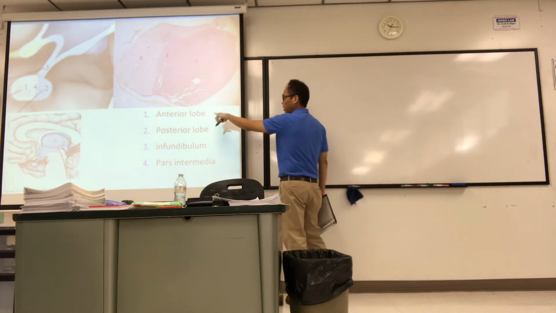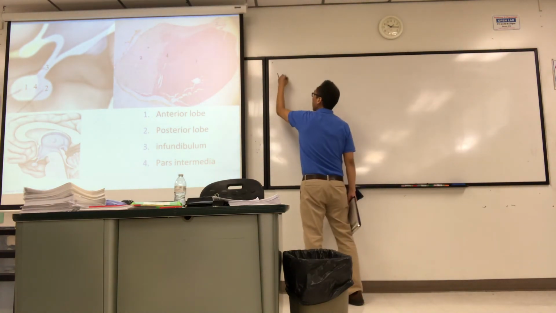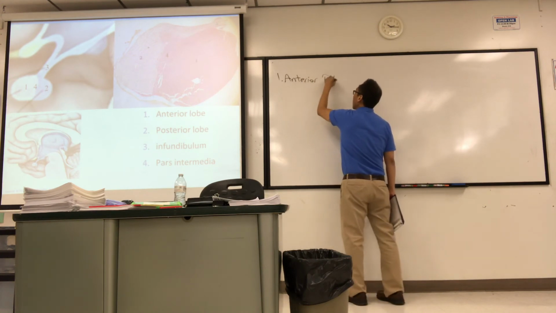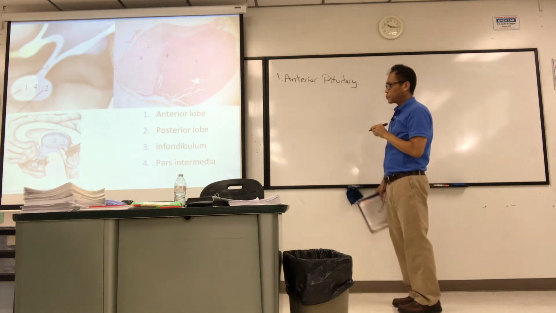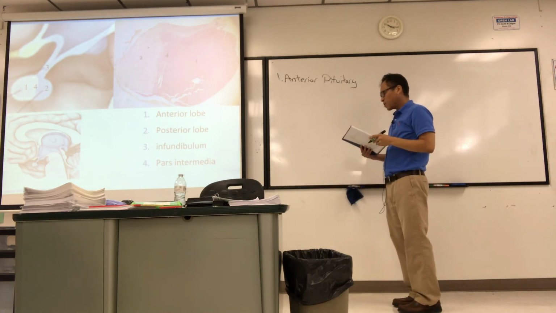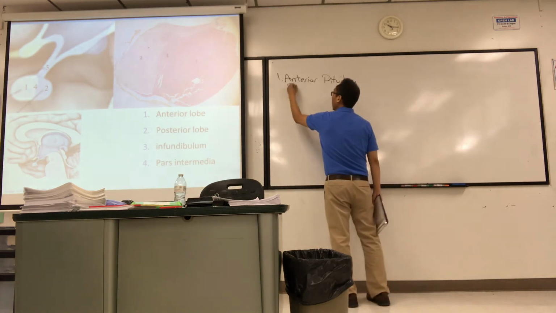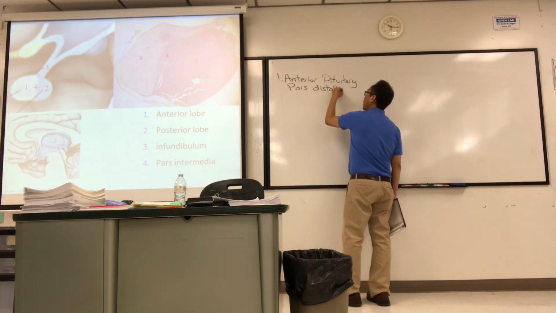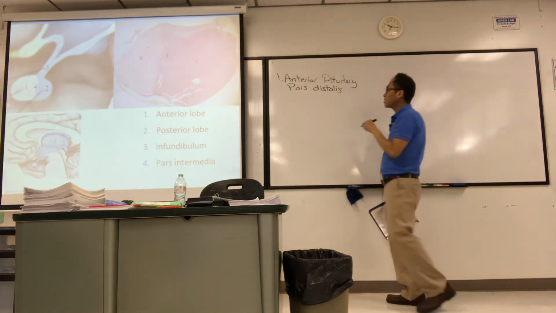Area number 1, I call the anterior lobe here. I usually call it the anterior pituitary. It's also referred to as the pars distalis. It's also called adenohypophysis.